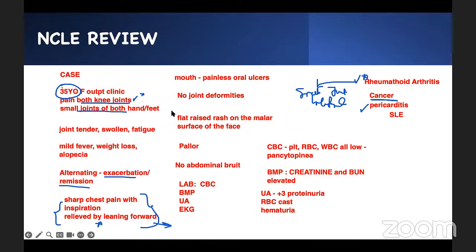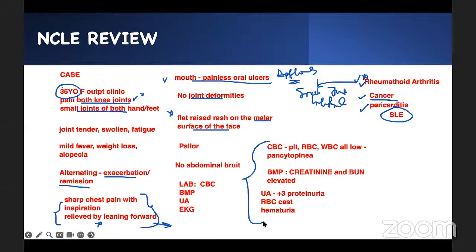So all this, I give you a flat raised rash on the malar surface of the nose. I give you no joint deformity, right? I told you there is oral ulcer, this is what we call aphthous ulcers, right? This patient does not have pericarditis, does not have cancer, does not have rheumatoid arthritis. You have to come up with more differential diagnoses and figure it out. Somebody say SLE, maybe the person may be right. We will see. But this can give you a clue.